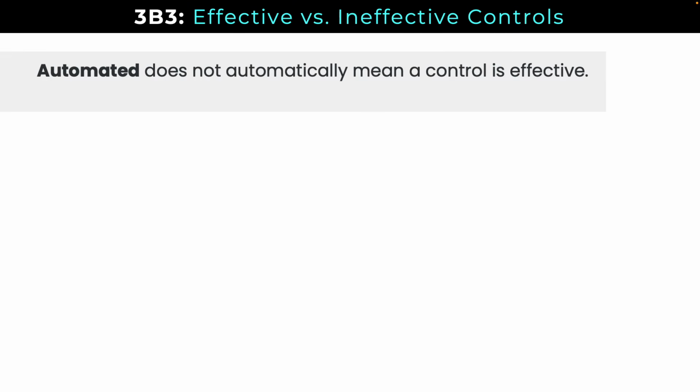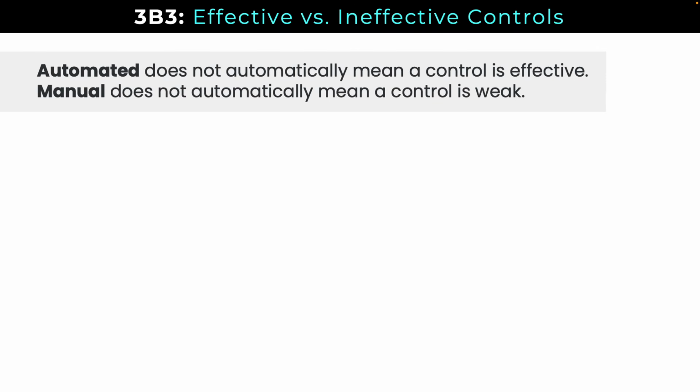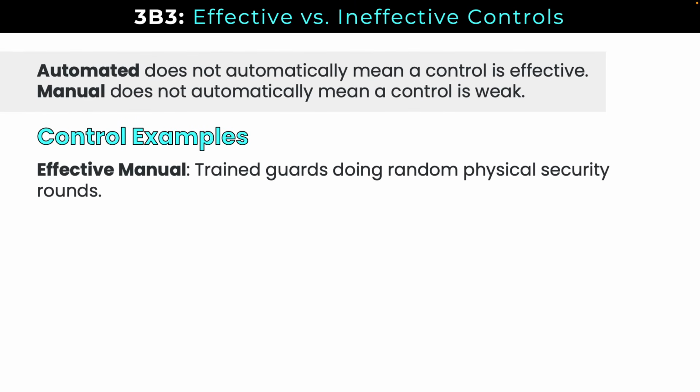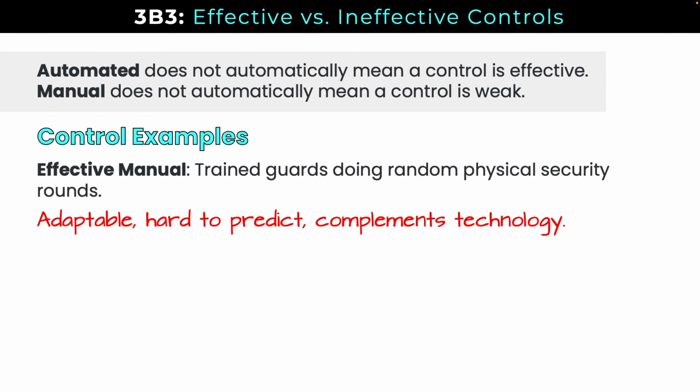So automated does not automatically mean a control is effective. Automated is nice, but it's not a guarantee of efficacy. Manual does not automatically mean a control is weak. So for example, an effective manual control would be trained guards doing random physical security rounds. They're adaptable, hard to predict. They complement technology like fences and locks and cameras.